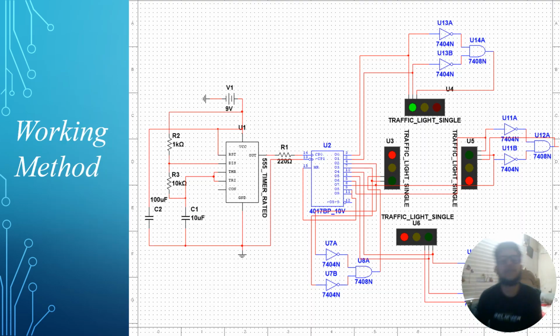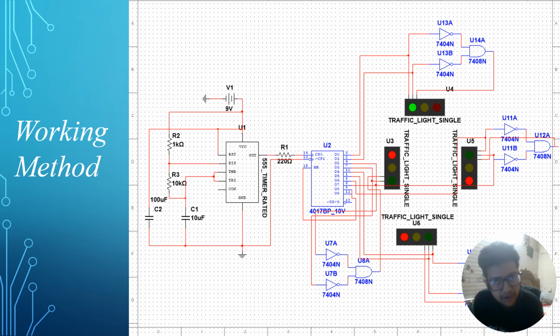My other team members have discussed the four-way traffic control system. I have discussed the working method for the circuit diagram. The circuit diagram I have shared represents a traffic control system that uses the 555 timer IC, 4017 Johnson counter, logic gates, capacitors, and resistors to control the four-way traffic light system.